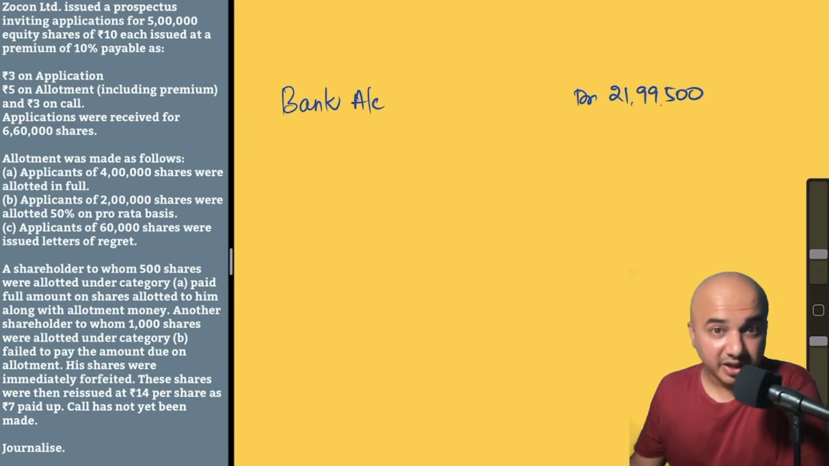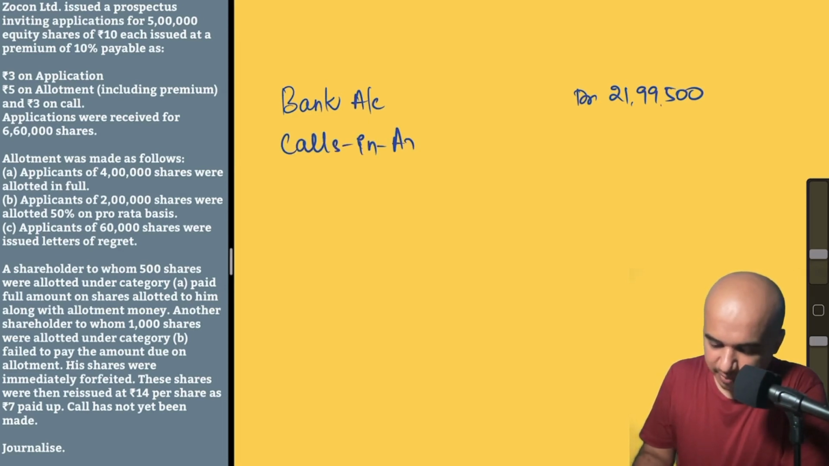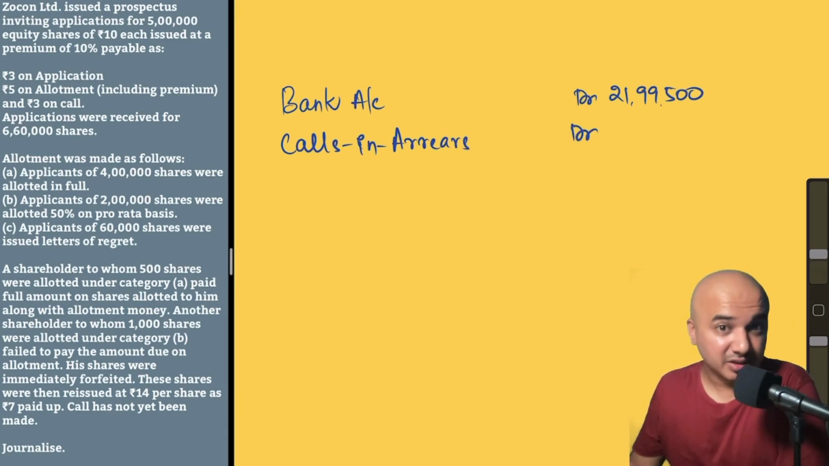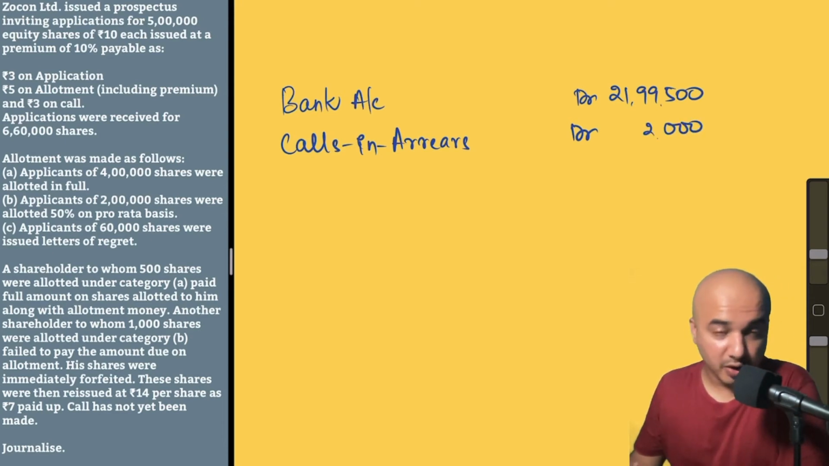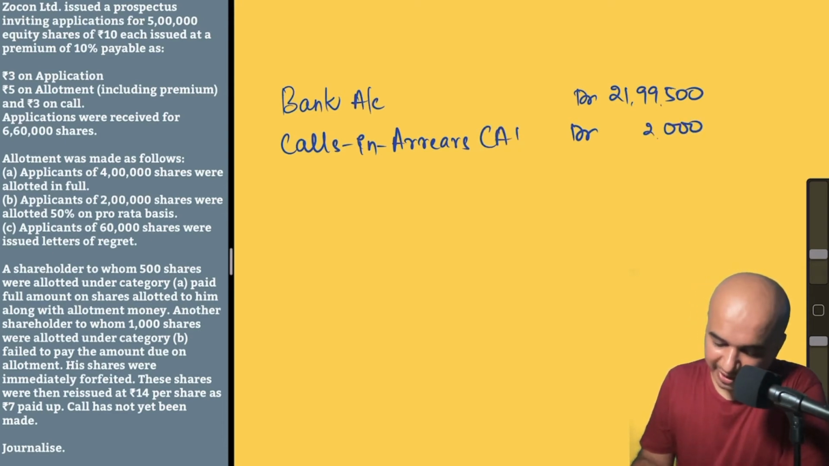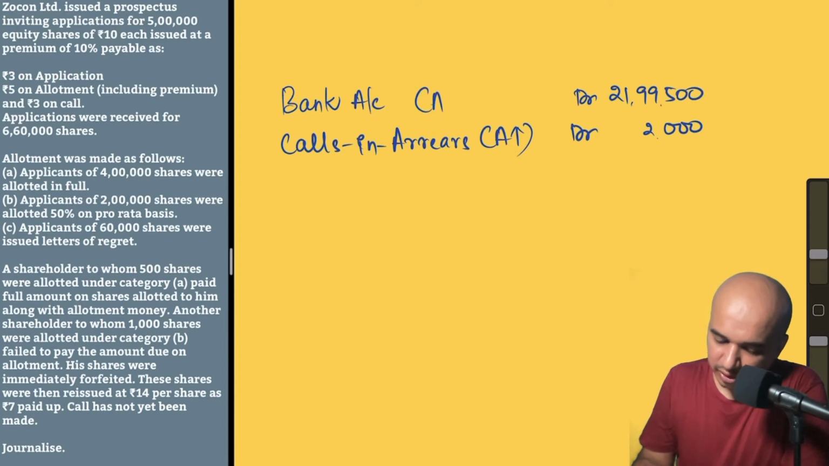Now what is that we did not receive? 2000. So that is our calls in arrears. This is very important. We have to show that as an asset. We are hoping that that person would pay. So that 2000 which we have not received is a temporary asset until we actually receive the amount or until we forfeit his shares. So this is also increase in asset, both increase in asset debited.